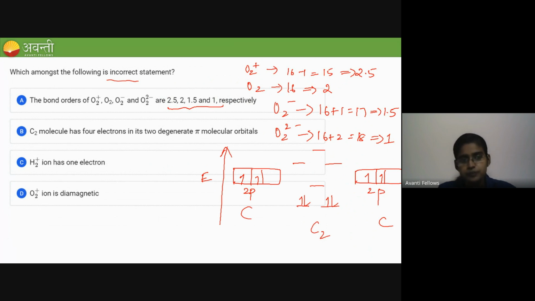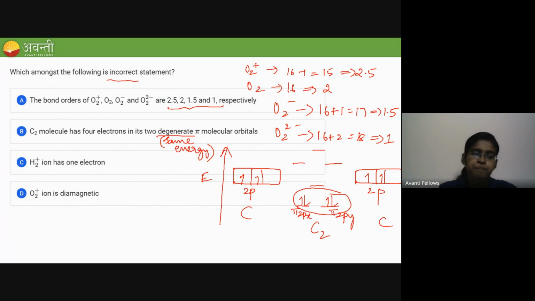And C2 molecule has 4 electrons in its 2 degenerate pi molecular orbital. So this is pi 2px and the name of this orbital is pi 2py. Those are the pi orbitals and they are degenerate. Degenerate means same energy. So they are same energy orbitals which have 4 electrons. So option B is also correct.